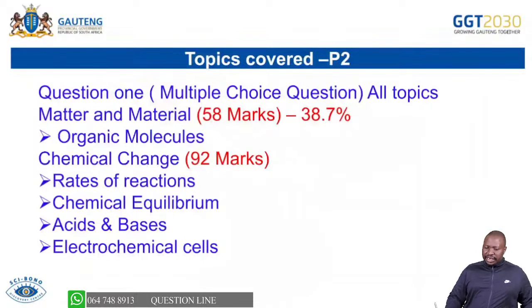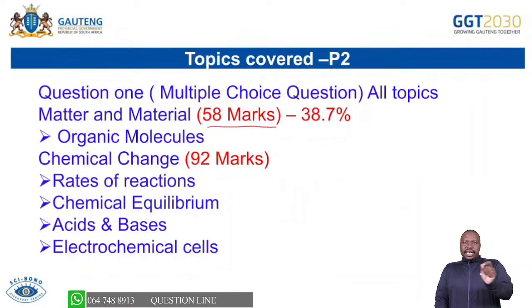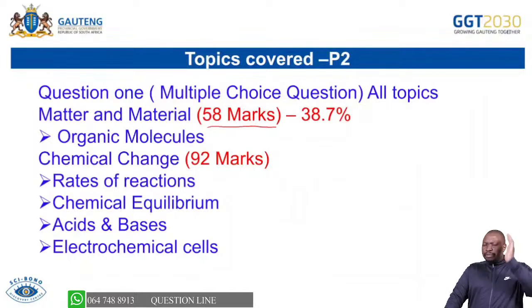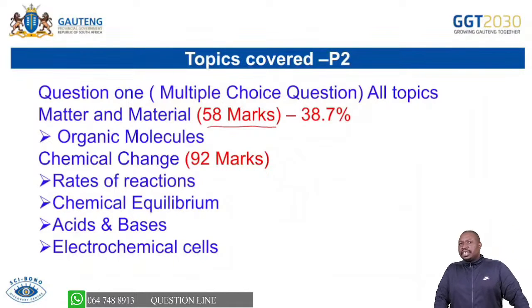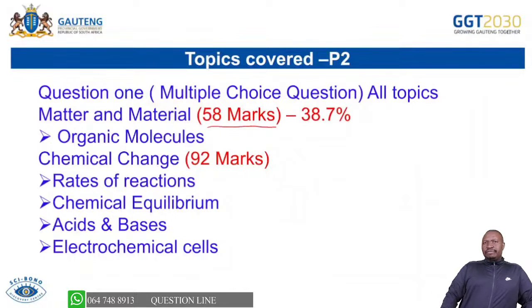As I have indicated, we have organic molecules, which is 58 marks. That is 38.7% of the paper. So we're saying if you study organic properly, you can come with 30%, and because you have 38.7, you can pass paper 2 by doing very well in organic molecules. So it's important that you do everything, you leave no stone unturned there, and then you are able to be ready.